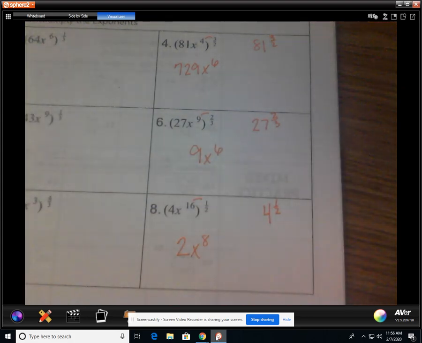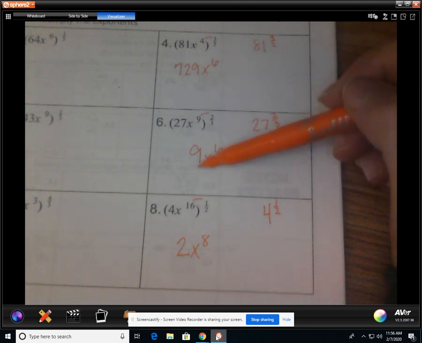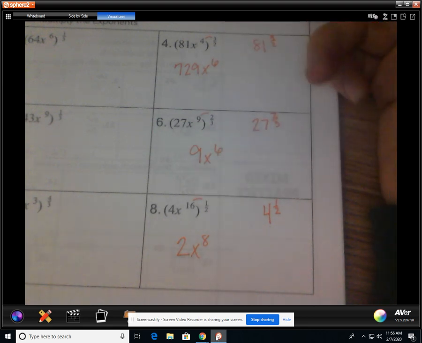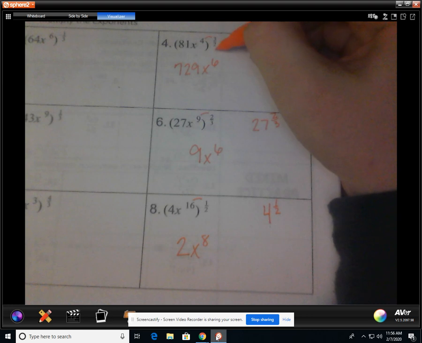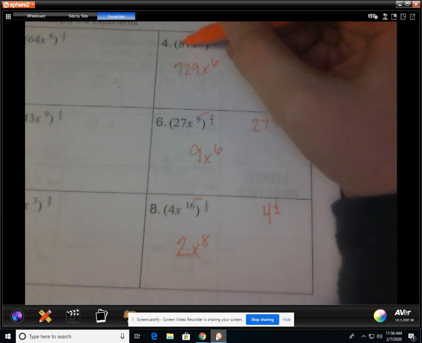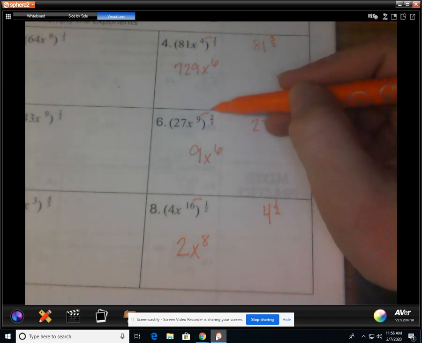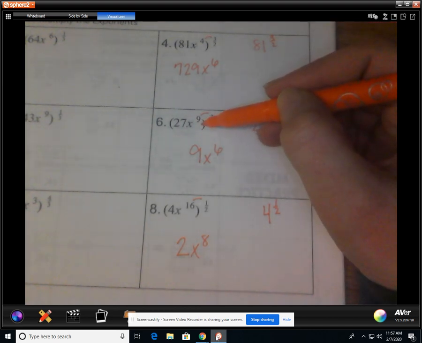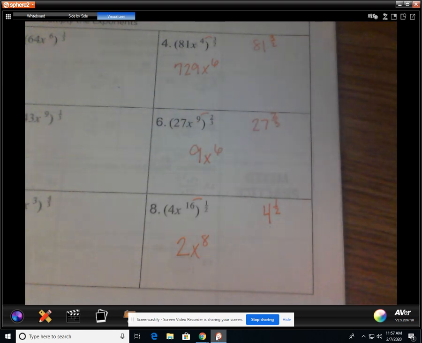Now, an observation I want y'all to notice on these 3 examples: when my outside exponent is greater than 1, so like 3/2, my numbers get bigger. But when my outside exponent is smaller than 1, so this would be like 0.6, my numbers get smaller. So you will have an idea if your numbers are getting bigger or smaller if you just pay attention to the fractions. Try this, and if you need help, ask for help.